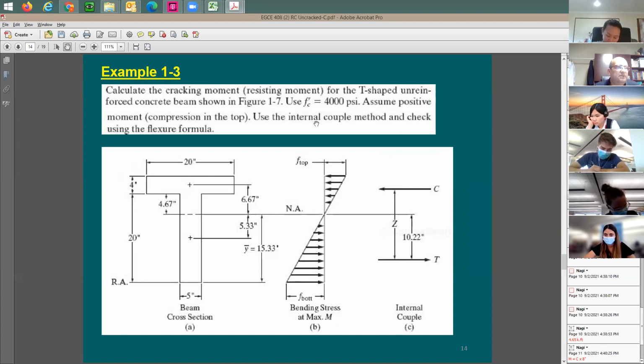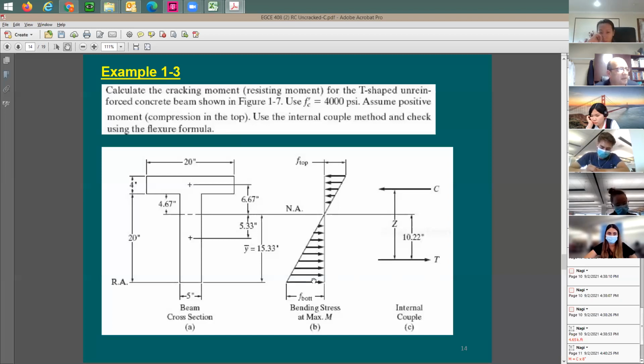It says here, use the internal couple method and check using the flexural formula. What's the flexural formula? The flexural formula means the stress is going to be equal to M divided by I times c, or M divided by S. This is called here the flexural formula. Internal couple method means that you're going to have tension, compression, the distance, and then you figure out the moment based on that. You say moment is going to be equal to Z times C or T.